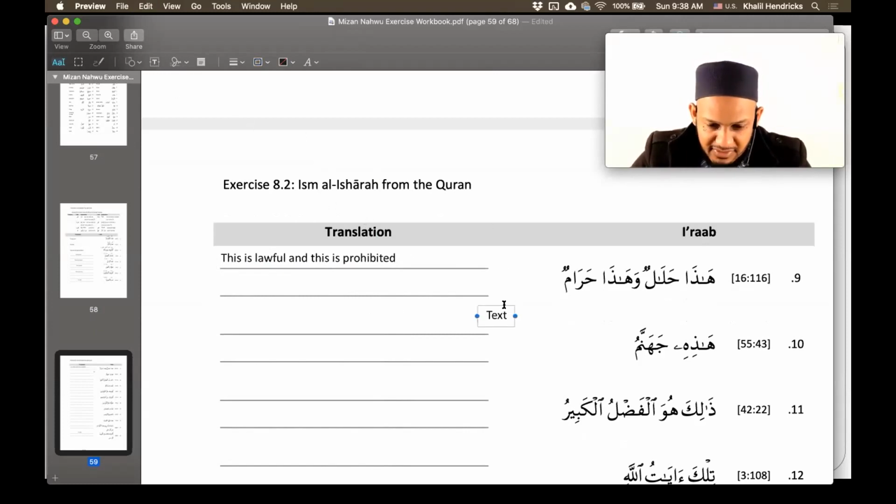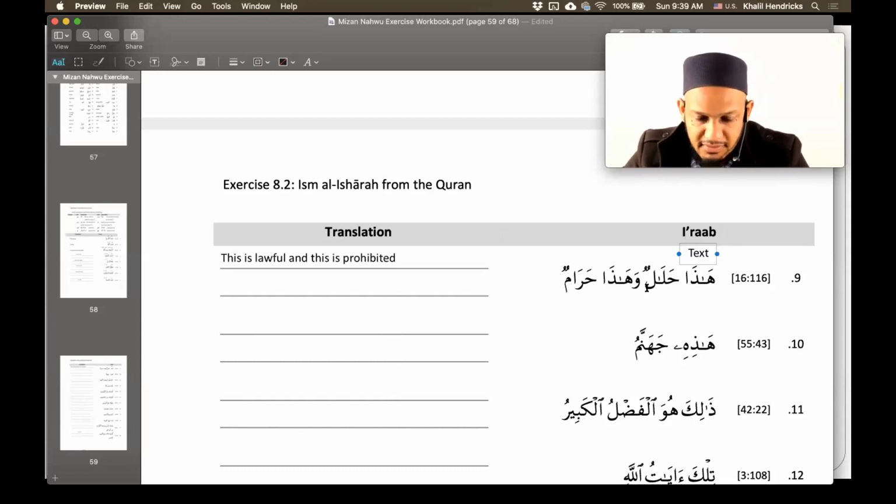Good. And what about the other? Tell me about the labels on the words. The hada is ismul ishara. And the halalun? I'm not sure about the halal one. It can't be the other one because it doesn't have the al in front of it. Yes. So if you translate hada halalun on its own, how do you translate those two words? This is lawful. So when you say something is something, what construction do we have? Is it mubtada khabar? Perfect.